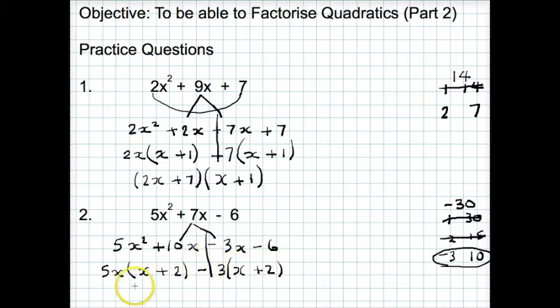Now all that's left to do is to write whatever's outside the brackets, the 5x minus 3, in one set, and whatever's inside the brackets, the x plus 2, in the other set. And I'm done.